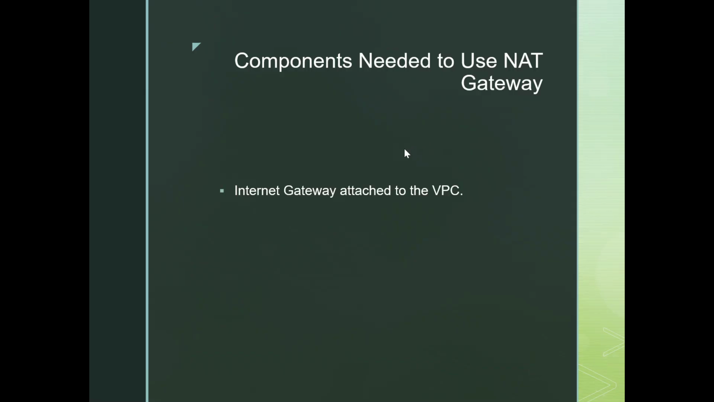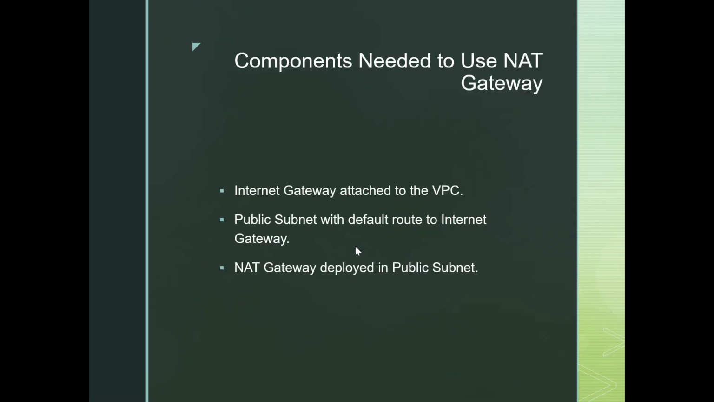An internet gateway is attached to a VPC. As we all know, an internet gateway is always attached to a VPC. The public subnet has a default route to the internet gateway. Next, the NAT gateway is deployed in the public subnet. Always remember, we deploy NAT gateways in the public subnet. The private subnet route table has a default route to the NAT gateway.